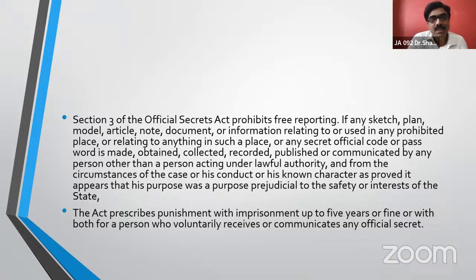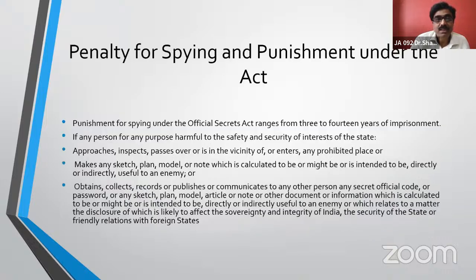So Section 3 of the Official Secrets Act prohibits certain kinds of news, information, sketch, plan, note, or article related to the government of India that is unlawful. You cannot access such documents and information, article, model, or plan. One who does so attracts a penalty. The act prescribes punishment of imprisonment up to 5 years, or fine, or both, for a person who voluntarily receives or communicates any official secrets, I mean, who shares the information.